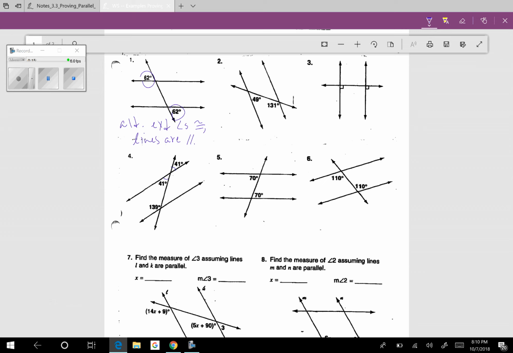Number 3, don't let these right angles throw you off. Just look at the relationship between where the angles are. Okay, that should help you with that one. So let's try one down here.